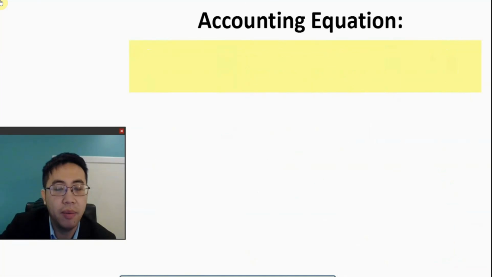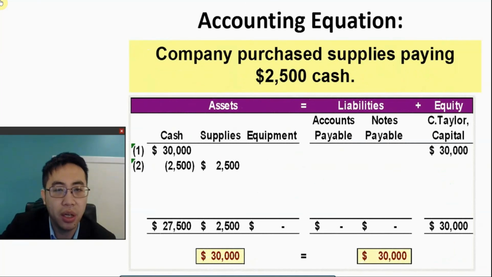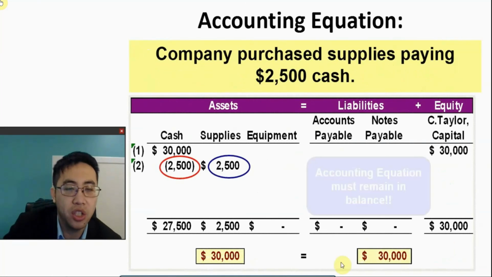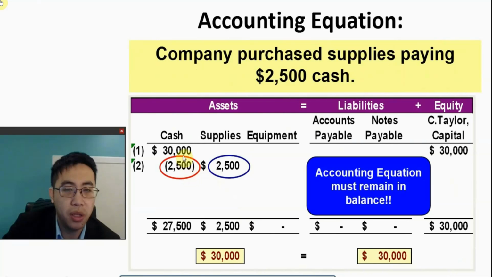And on the accounting equation, what you'll see there is the change only happens within the assets part. The cash goes down, the supplies goes up. So your assets has changed its form from partial cash to partial supplies, but the total still holds at $30,000. As you can see, a 2,500 positive, 2,500 negative combined would give a zero effect on your assets level.